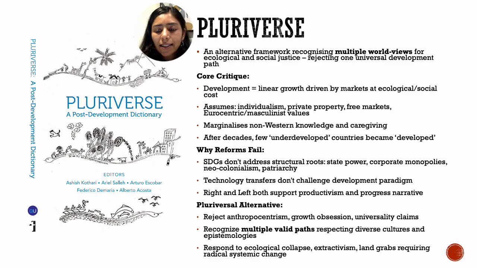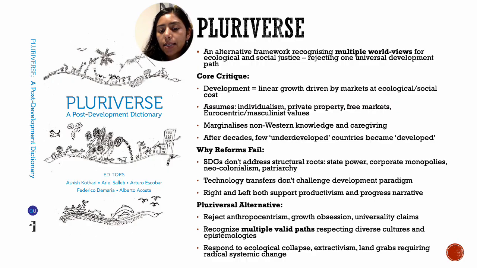Now, the final response that I want to include today is that of pluriversal thinking. Now, this is an unusual framework to include in a class on political economy, but I still wanted to introduce it so as to show you the gamut of possibilities, and also because this is coming from scholars and activists from the global south itself. So I find it extremely valuable and fruitful to engage with it. So, this is an alternative framework that recognizes multiple worldviews for ecological and social justice, rejecting one universal development path.